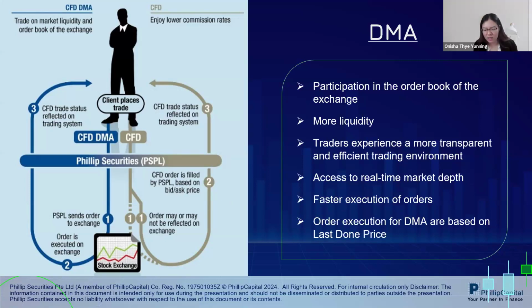DMA orders are based on last done price with price or time priority. But for CFD, it's not. It's just based on the bid and ask price quoted, which is quite black and white. If you call in to see whether your order is done or not, we would have to check whether the bid and ask price was there at that point in time.